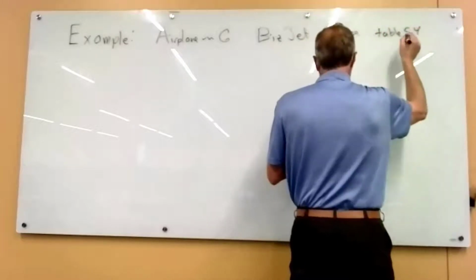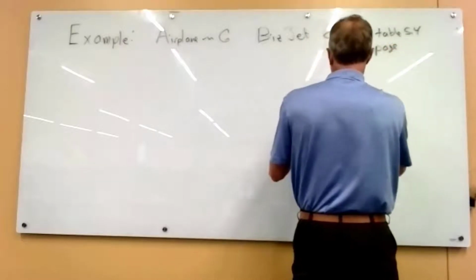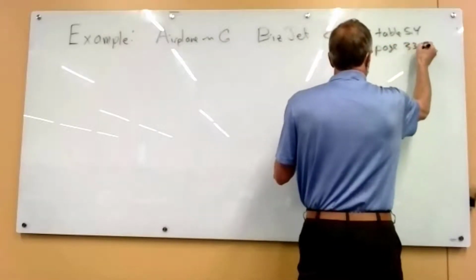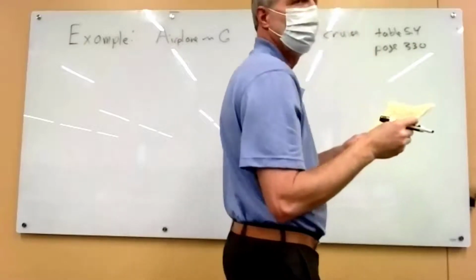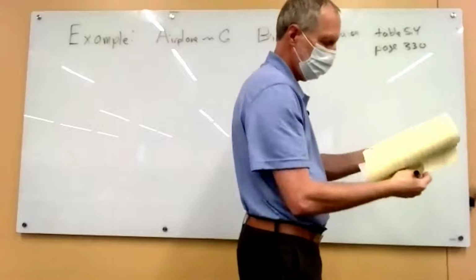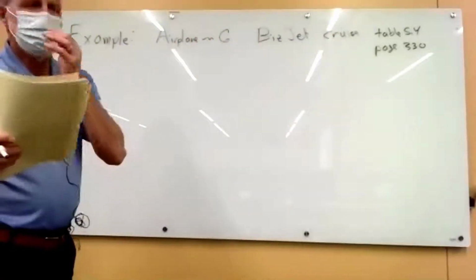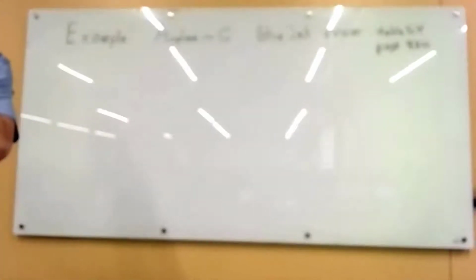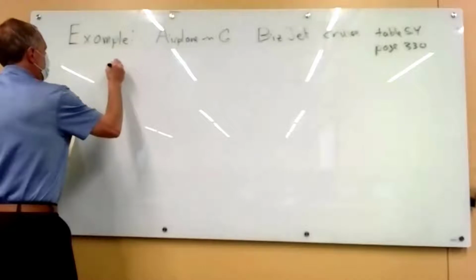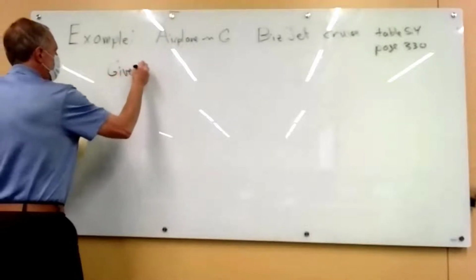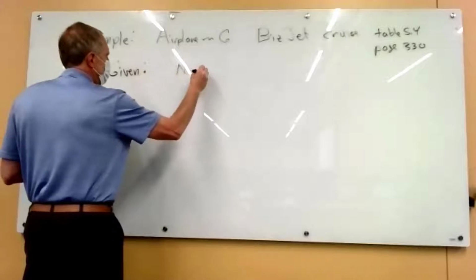not in the back of the book, but on page 330. Let me double check. Yeah, page 330. So if you have your book, you can look at the data. Otherwise, I'm going to put it up on the screen. But what we're given in that table are the non-dimensional derivatives.